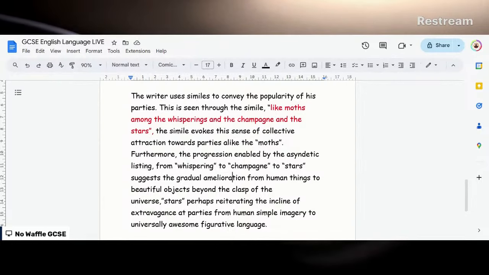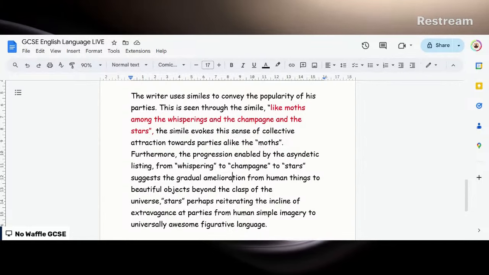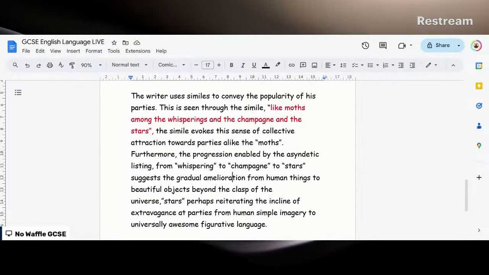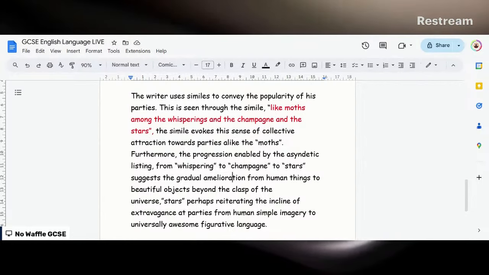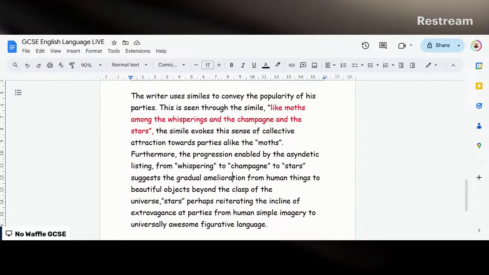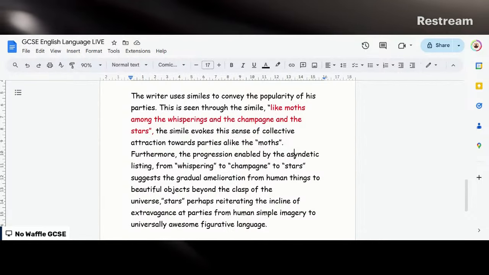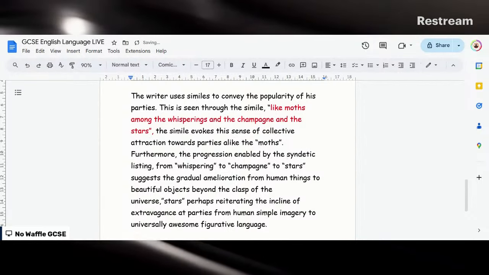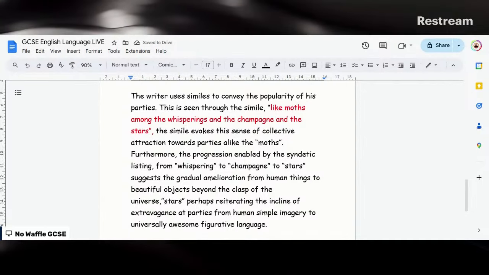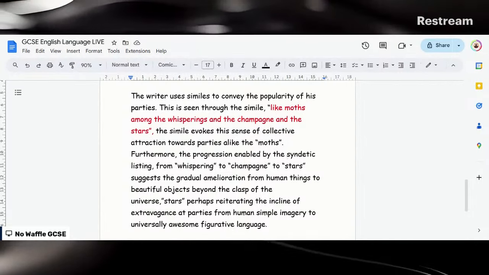Oh, is it syndetic listing? I'm sorry, you might be correct. Yes, it is syndetic listing. Sorry about that. Where did I write this? Well done for correcting me. Thank you. Syndetic listing. Okay, so does this paragraph make sense?